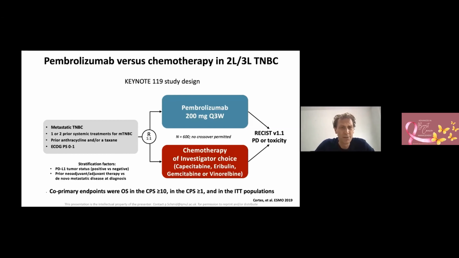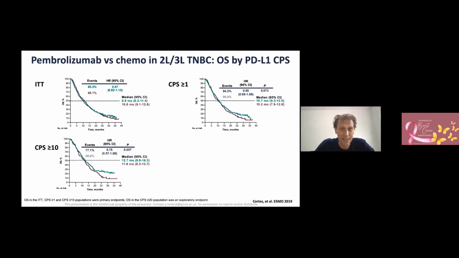And you have seen the results. Essentially, the trial is negative in terms of overall survival. But if you look at the curves, you can see clearly immune therapy is not better than standard chemotherapy, but it also doesn't seem to be worse than standard chemotherapy in this setting. And when you look down to patients with CPS 10 with higher PD-L1 expression, there's maybe some early signal that immune therapy may do slightly better.